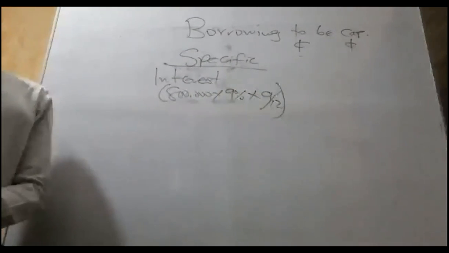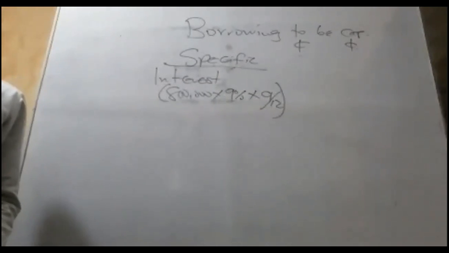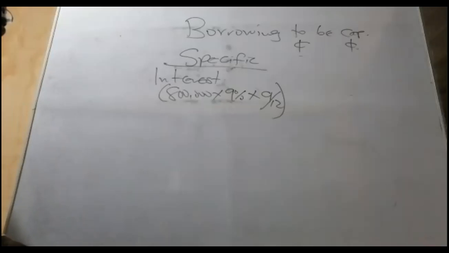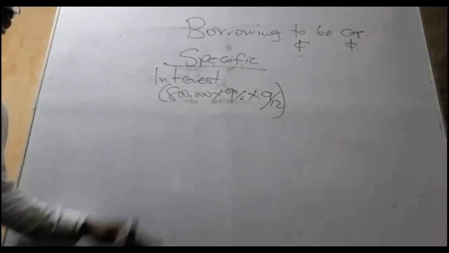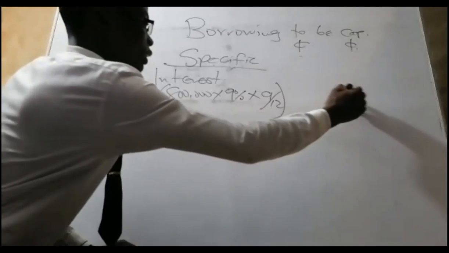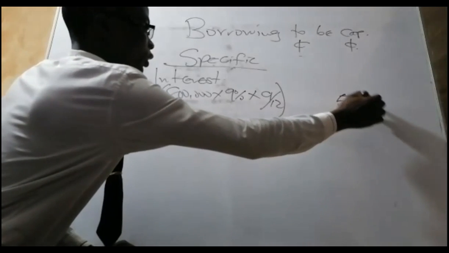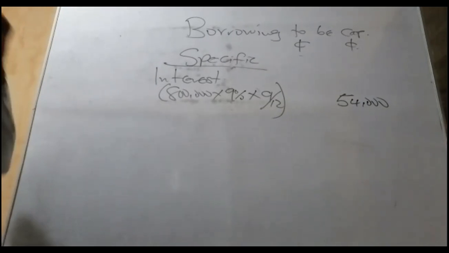From 31st March up to December, that'll give us 9 out of 12. Agreed. That'll be 9 months. So that's 800 times 9% times 9 divided by 12, which is 54,000. So record it here: 54,000.